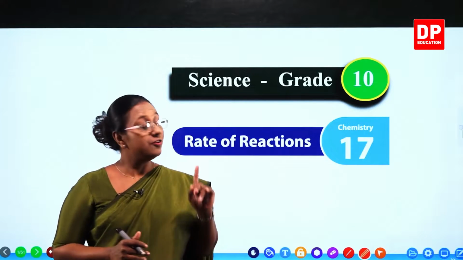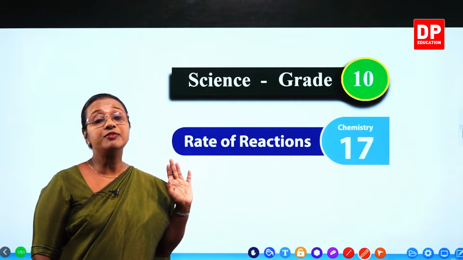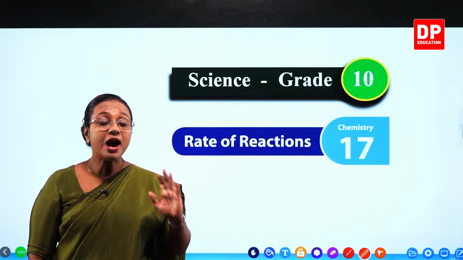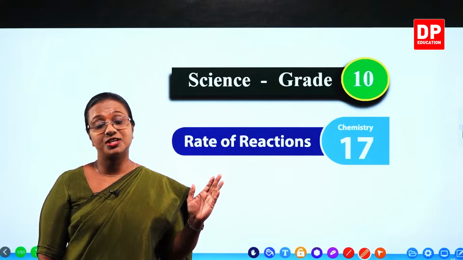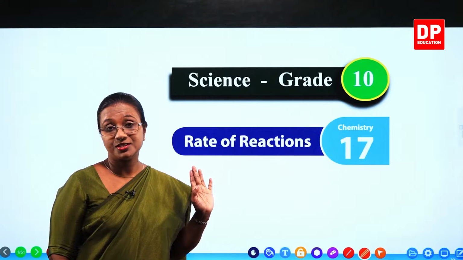But here we have a method of determining the rate of reaction. So to compare how fast the chemical reactions take place, we use the rate of reactions.